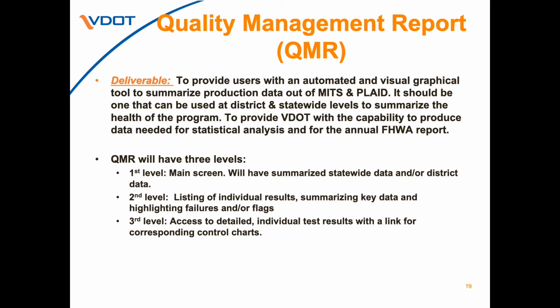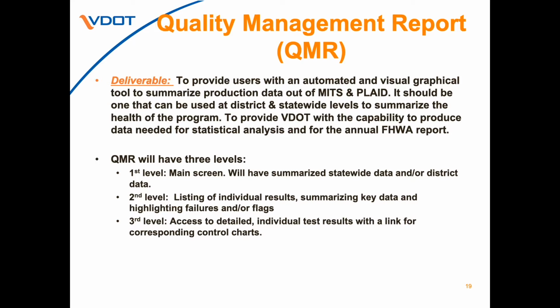It can be narrowed down to a district and statewide level for the department, and it can be narrowed down to a contractor and/or plant level on the PLAID side. What it does is it helps the department analyze the health of the program at any given point during the season. It also helps the department with the capability to produce data that's needed for statistical analysis and for the annual FHWA report. The QMR has 3 levels.